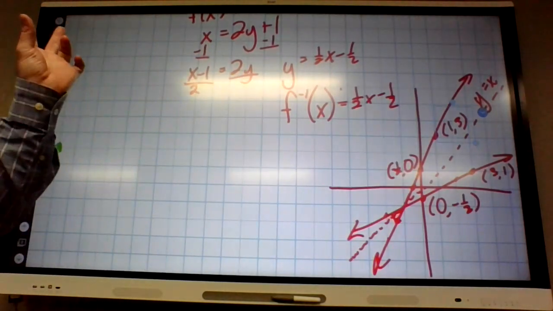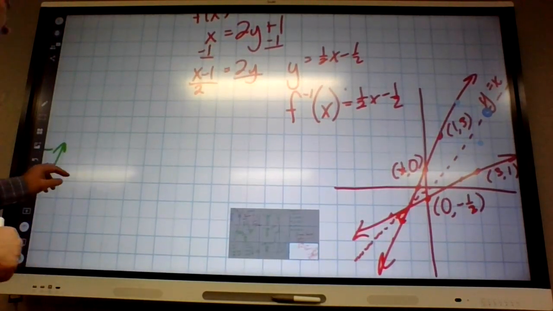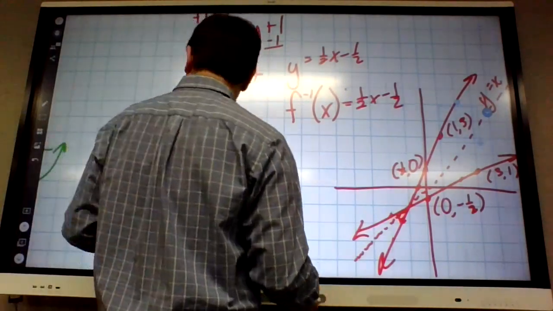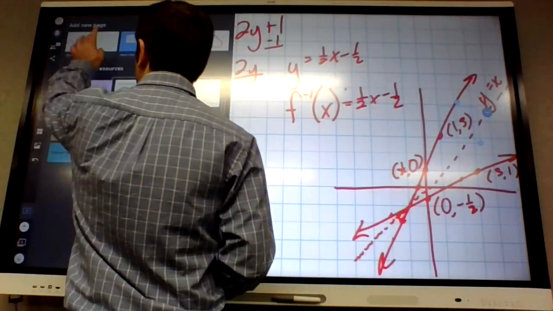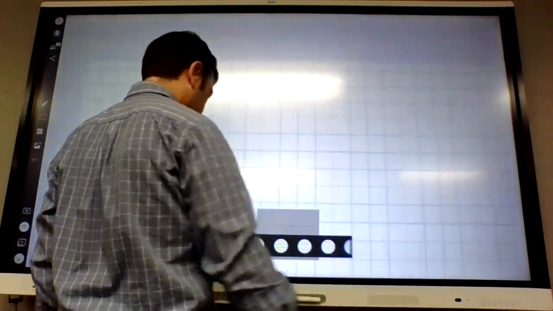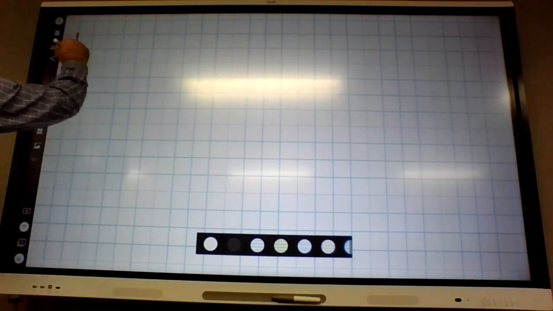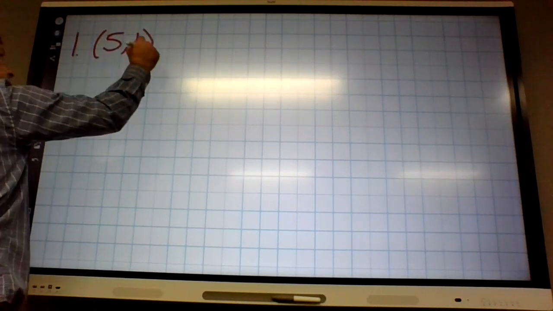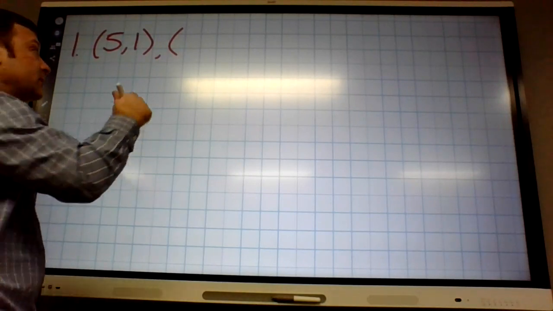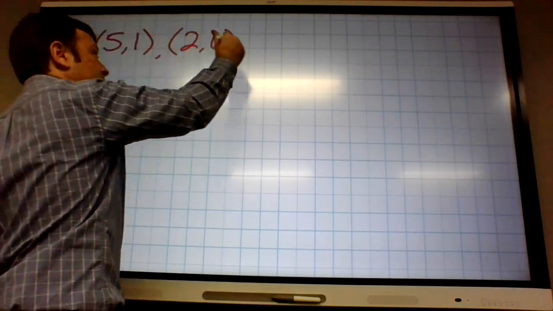So if the function they give us has a 1,5, what's the inverse function going to have? Yeah, you just switch the x and y value. So instead of 1,5, it becomes 5,1 on the inverse. And instead of 6,2, it becomes 2,6, and instead of 7,-4, it becomes -4,7.